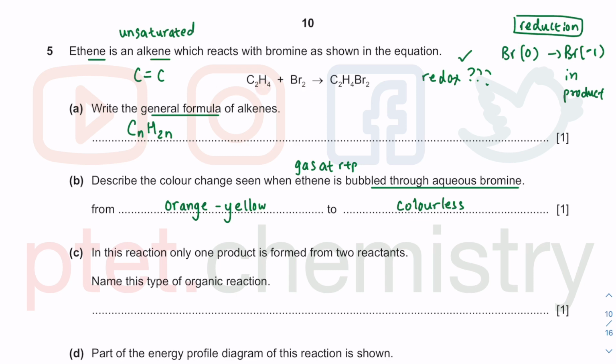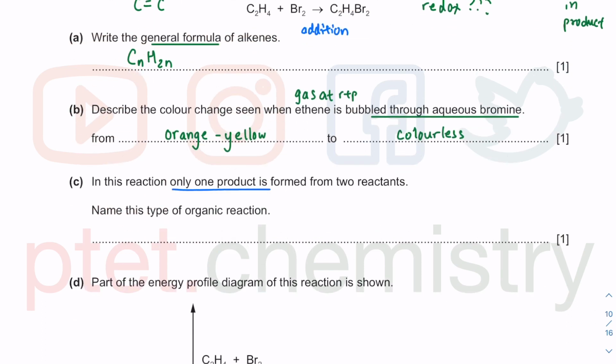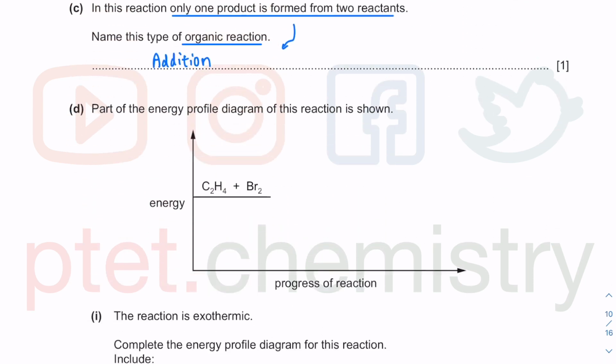But of course, this is in organic chemistry, we call this an addition type of reaction here. So only one product is formed. That's why they tell you this information. I cannot put down redox because based on this information, there's nothing about it which is redox, this type of organic reaction. So when you form only one product in the reaction, this is what you call an addition reaction.